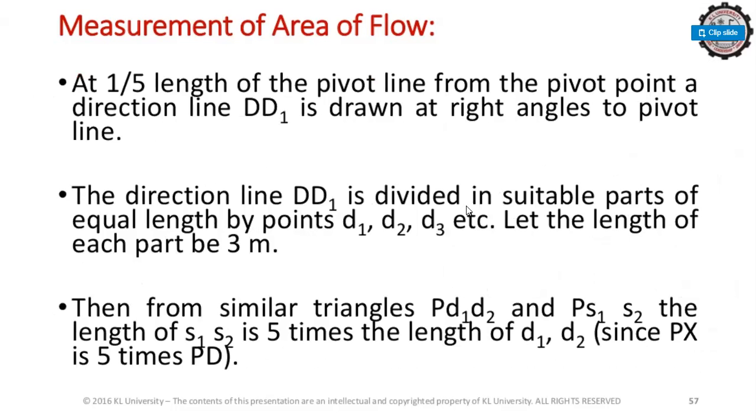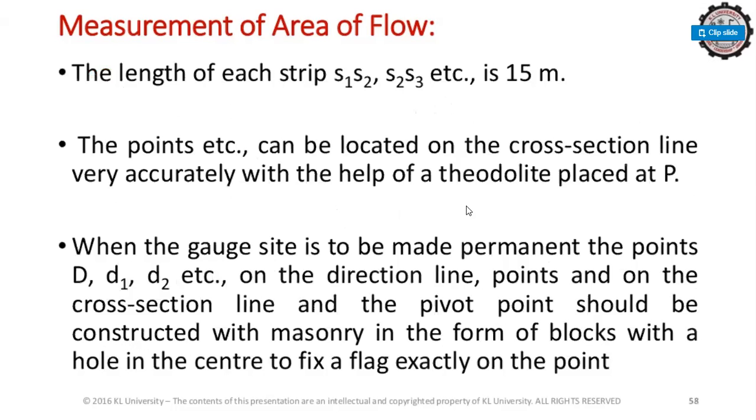at 1.5 length of the pivot line. From the pivot point, a direction line DD1 is drawn at right angles to the pivot line. The direction line DD1 is divided into suitable parts of equal lengths by points D1, D2, D3, and D4. Let the length of each part be 3 meters. Then, from similar triangles PD1D2 and PS1S2, the length of S1S2 is 15 meters, since PX is 5 times PD. The length of each strip S1S2, S2S3 is 15 meters.